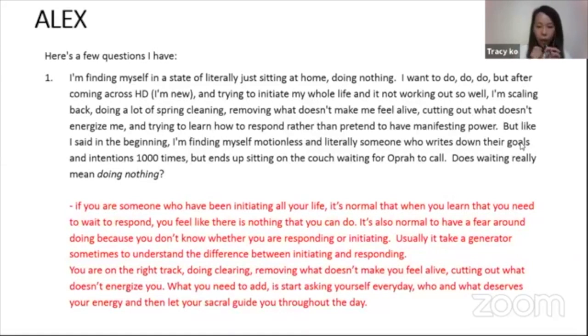But what I want to say is, I think that you're on the right track, because doing a clearing, removing what doesn't make you feel alive and cutting out what doesn't energize you, you are on the right track. But what I want you to add is to start asking yourself every day, who and what deserve your energy? Because this is a very important thing for generators.